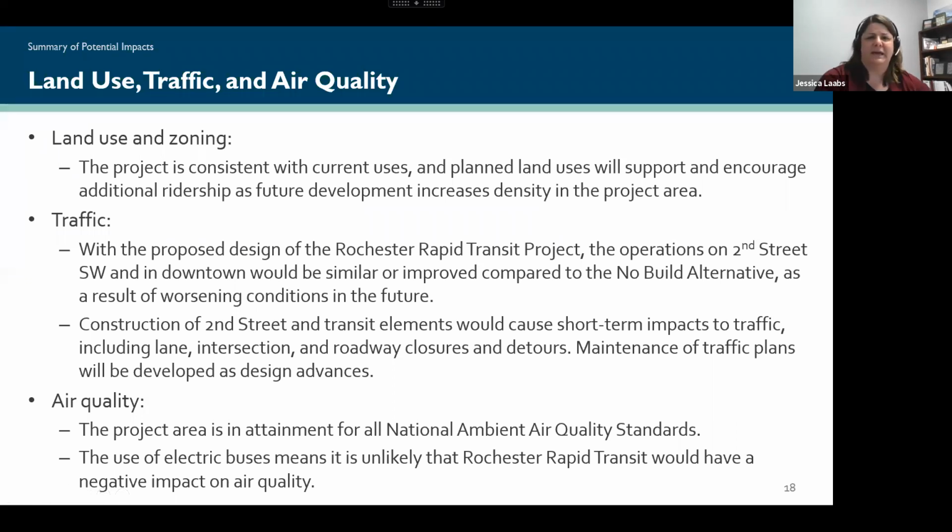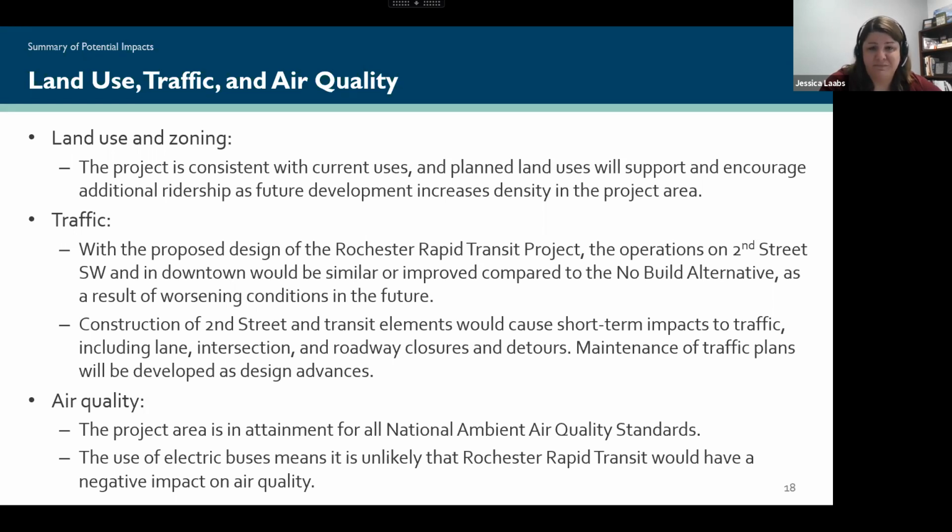So we're going to walk through each of these different issue areas and kind of what we look at and sort of what we're seeing with implementation of Rochester Rapid Transit. So for land use and zoning, the question we need to answer is if the project is consistent with current land uses and planned land uses in the corridor. And so we take a look at city plans, regional plans, that sort of thing.